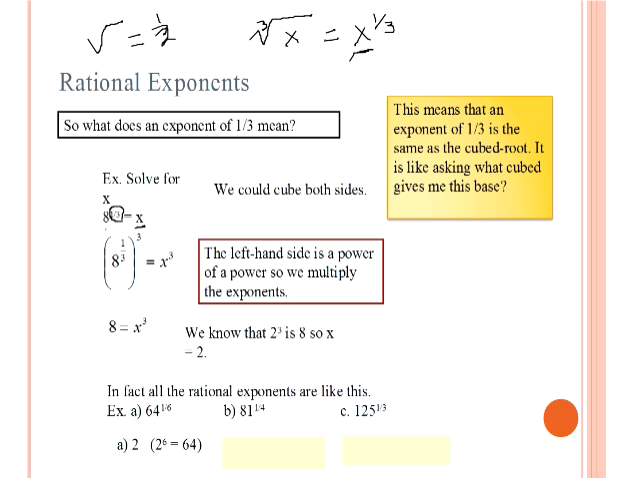Here we have 81 to the 1/4. That asks what to the 4 gives us 81. That's just 3. This asks what cubed gives you 125. We know that answer is 5. There's no work to be shown here. We're just understanding what the question is asking.